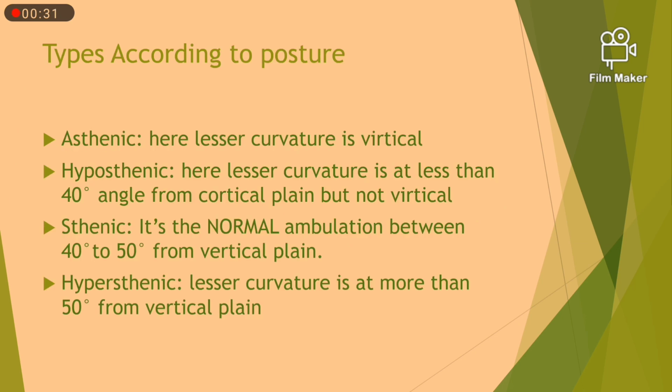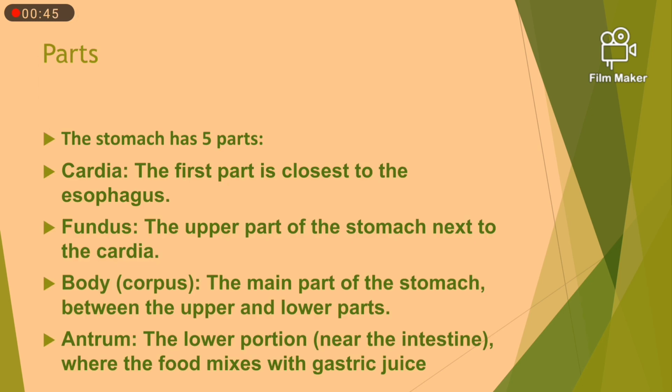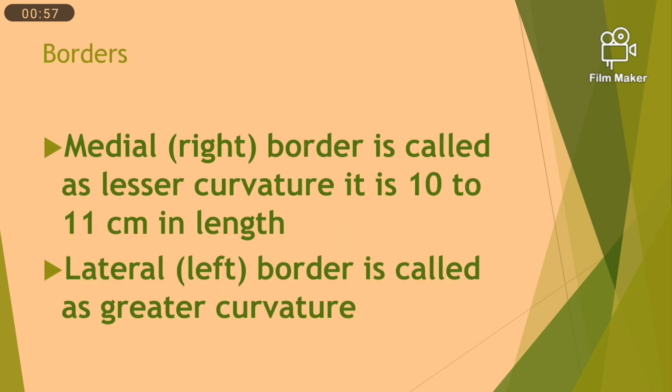It may be asthenic, hyposthenic, sthenic, or hypersthenic. The four types. Here you can see this is the stomach. Inside the parts, let's see the parts. Five parts: cardia, fundus, body, and antrum. Among these, the cardia is actually the esophageal part. Here you can see the parts: fundus, body, pylorus.